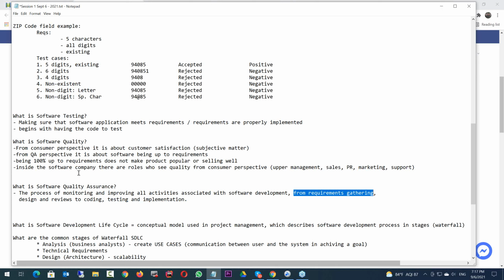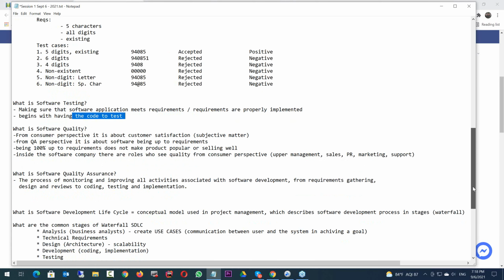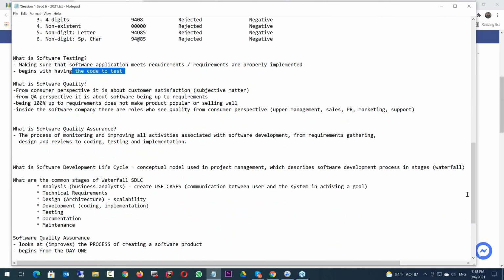In software testing, we need the code to test. In quality assurance, we begin much earlier. Some people are saying that software testing is a part of quality assurance. Some people disagree and say testing is testing, quality assurance is quality assurance. It doesn't matter how they define it. The thing is, quality assurance begins with requirements. Testing begins with the code. That is what we have to understand. So the scope of software quality assurance is much broader. We look at all the aspects, and the scope of testing is very narrow, just the source code itself.